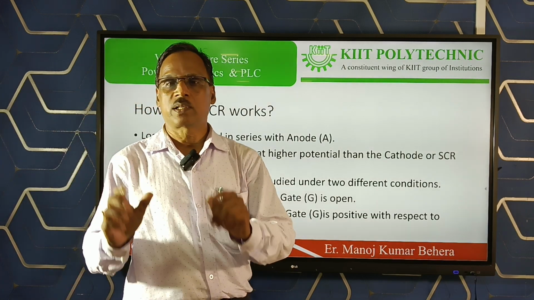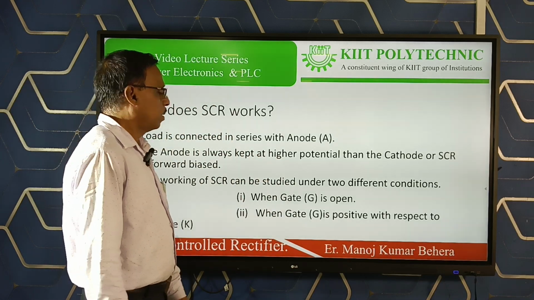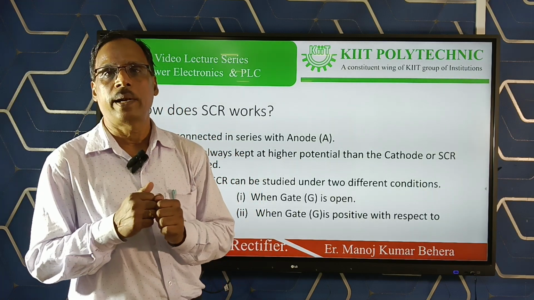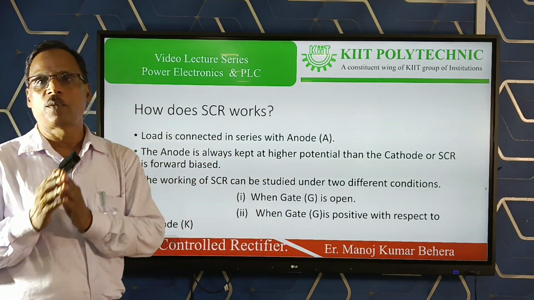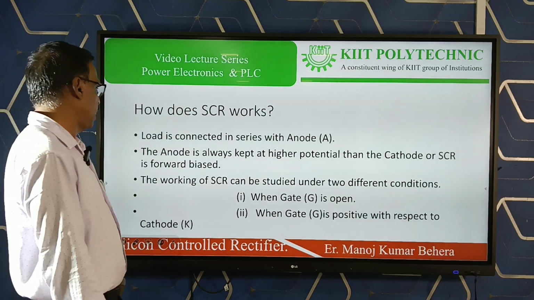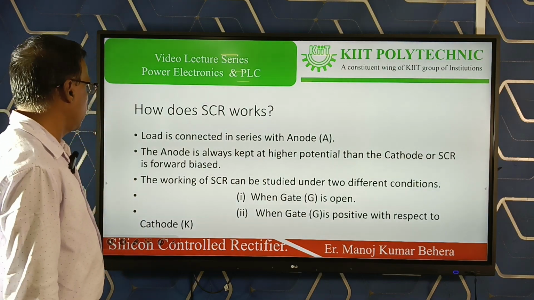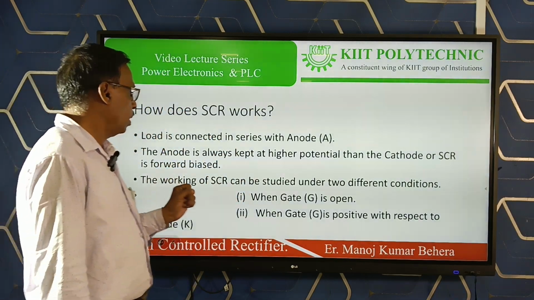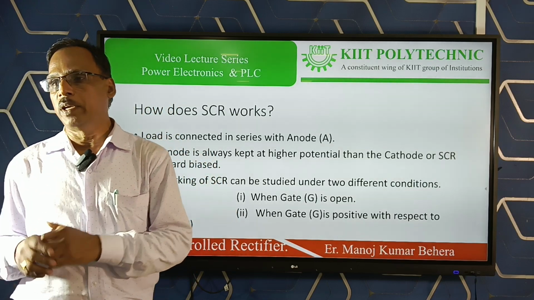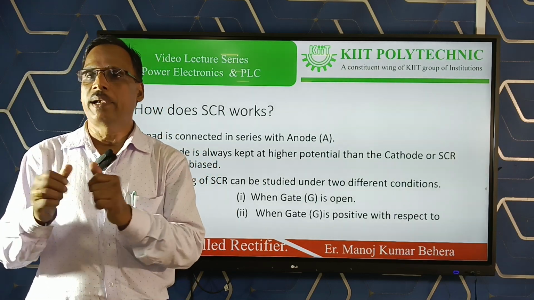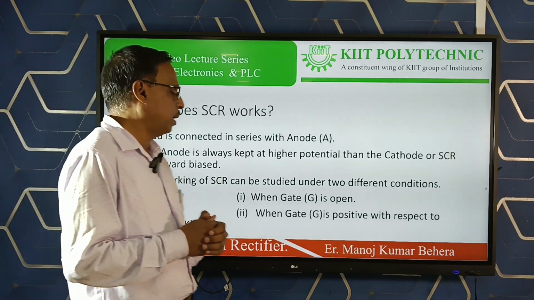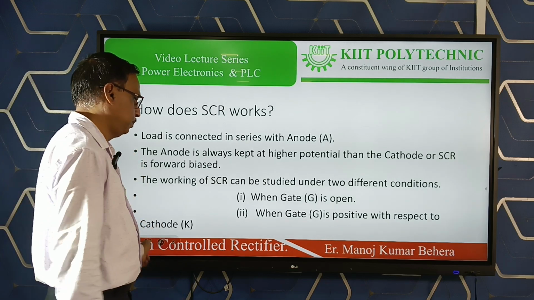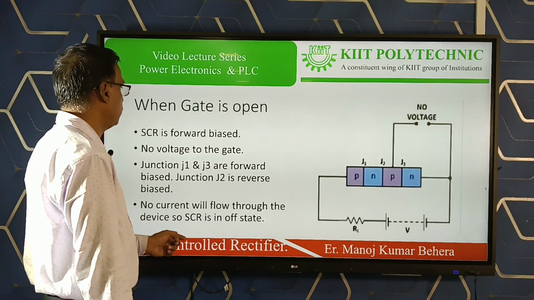So how does SCR work? Generally SCR is operated when the anode is connected to the positive side of the supply and the cathode is connected to the negative side of the supply, and the load is connected in series with the anode. So the working of SCR can be represented when the gate is open circuited and when the gate is connected to positive supply with respect to cathode.